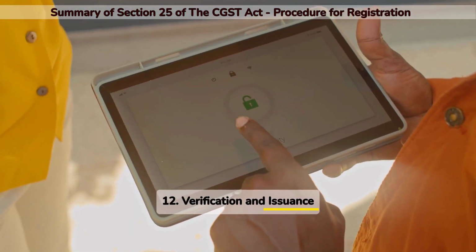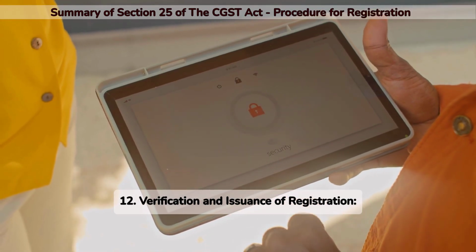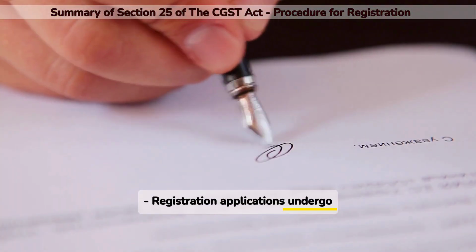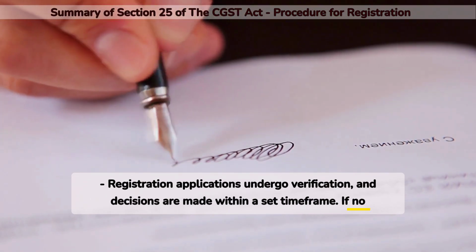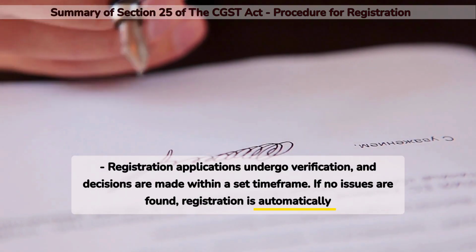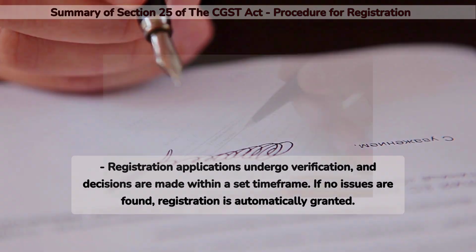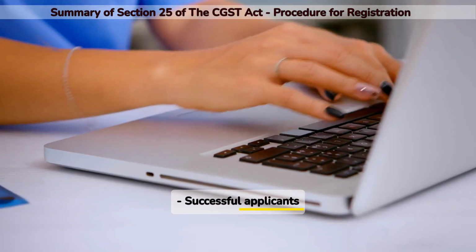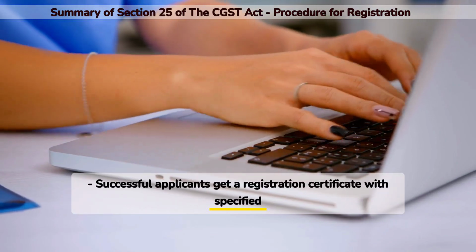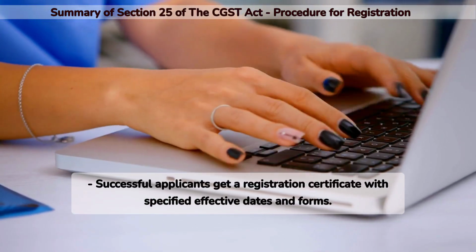12. Verification and issuance of registration. Registration applications undergo verification, and decisions are made within a set time frame. If no issues are found, registration is automatically granted. 13. Certification. Successful applicants get a registration certificate with specified effective dates and forms.